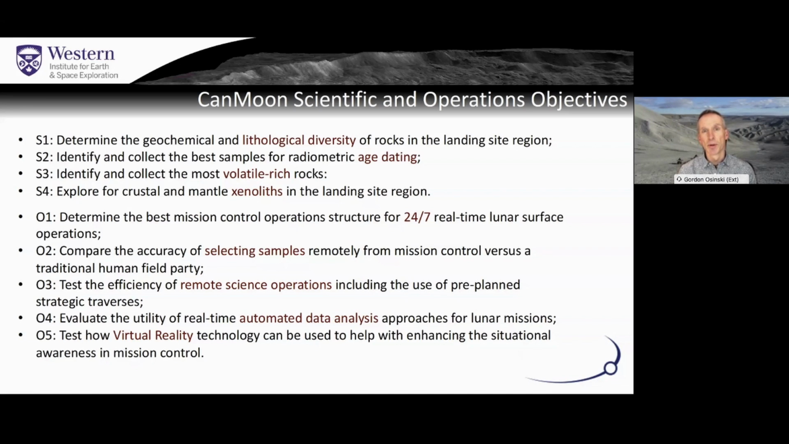One of the big things that we wanted to look at was the mission control operations structure for basically 24/7 real-time lunar operations, looking at sample selection, testing the efficiency of remote science operations, including pre-planned strategic traverses. We did look at machine learning approaches and automated data analysis that we've been using a lot for Mars ops and here for the Moon, and then looking at and testing out virtual reality, having some segments of the mission control team use it and some not. Next slide, please.